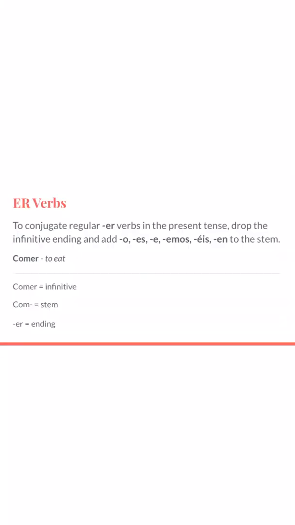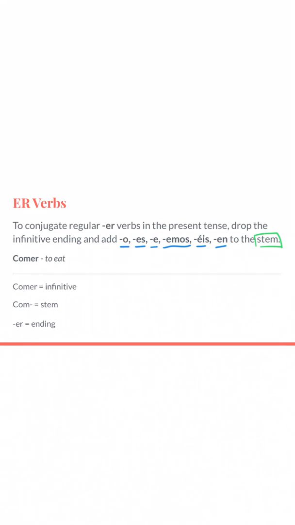Let's begin. Jumping right off the bat here, to conjugate our ER verbs, we have to look at some new endings, okay? So rather than our AR verb endings, we're learning the ER verb endings, which are as follows: o, es, e, emos, éis, and en to the stem, right?